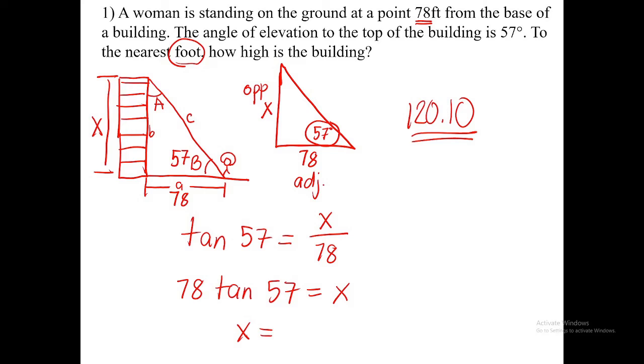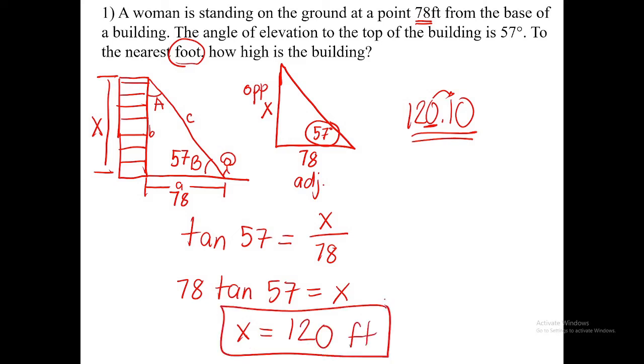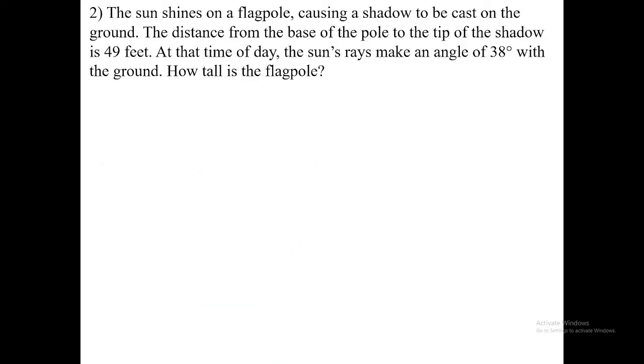Class, please. Yes, sir. Okay, so whatever your answer is, round off. The next digit after the 0 is 1, so we don't add 1; it remains the same, 0. 120 still, sir. That's the answer, 120 feet. This will be the height of the building. Okay? Let's have another problem.